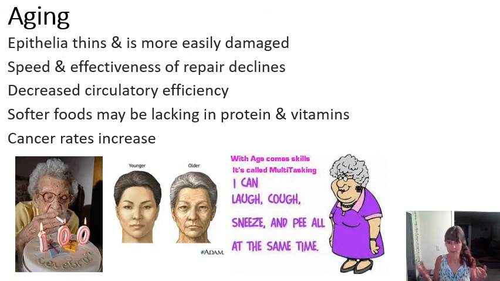When people age, they tend to stick to a diet that is easier for them to chew, and those softer foods may lack the proteins and vitamins that they need for strong, healthy tissues. Also, cancer rates tend to increase as people get older, so cells are undergoing mitosis that is unchecked and unstopped, creating tumors.